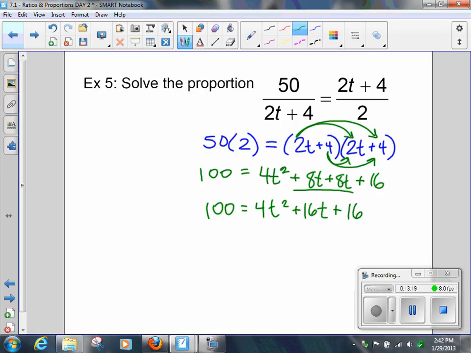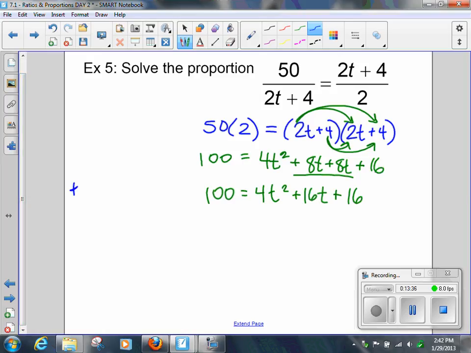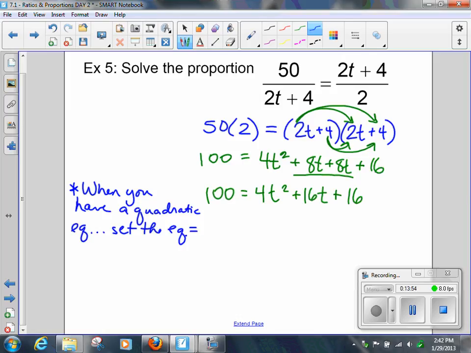I'm still not done. What now? Because I've got a quadratic. I'm going to subtract 2. No. Remember, when I have a quadratic, I got to set it equal to 0. You need to put yourself a note here. When you have a quadratic equation, set the equation equal to 0, and then factor to solve.